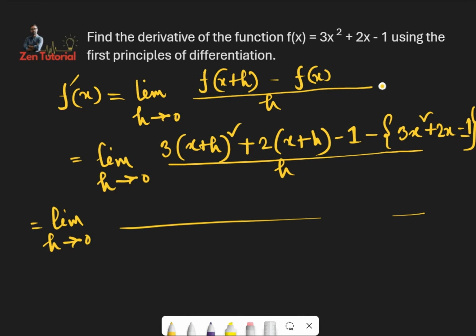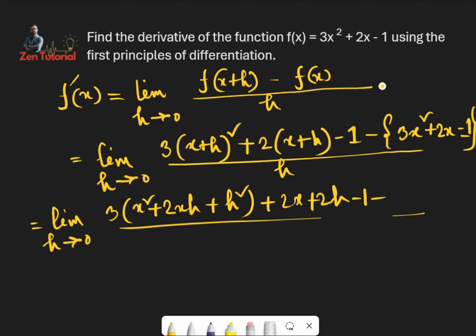Here we have to use the algebraic formula a plus b whole square. So 3 times, let's use the first bracket, x squared plus 2xh plus h squared, plus 2x plus 2h minus 1, and minus 3x squared minus 2x plus 1. So this one cancels out, and 2x cancels out.